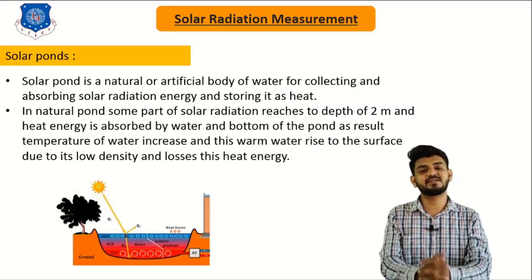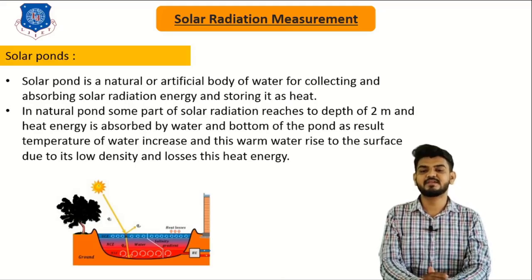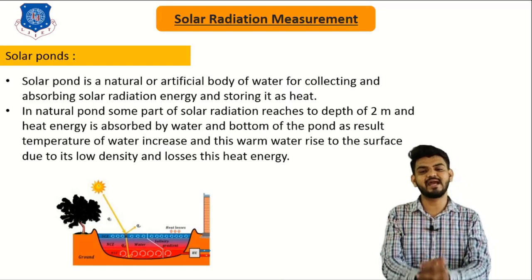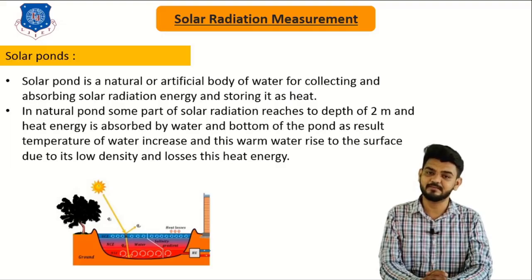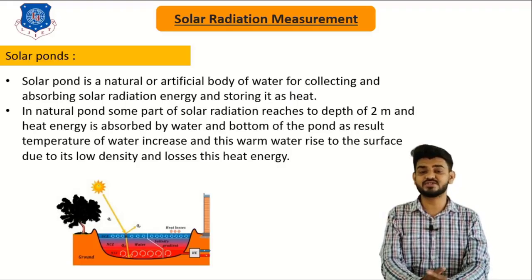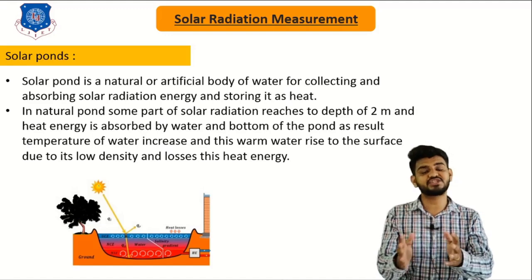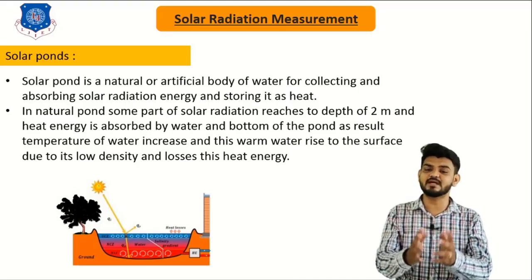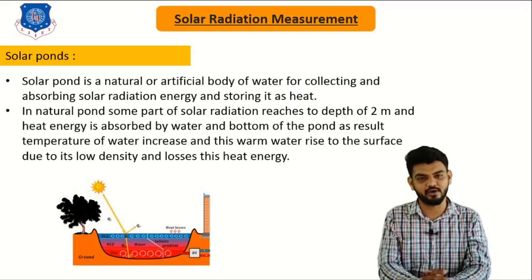Now let's discuss the mostly asked question in the exam, that is solar ponds. The solar pond is a natural or artificial body of water for collecting and absorbing solar radiation and storing it in the form of heat. So here in the image you can see one solar pond that is utilized for storing and absorbing this solar radiation. In a natural pond, some part of the solar radiation reaches the depth of 2 meters, and this heat energy is absorbed by the water at the bottom of the pond.